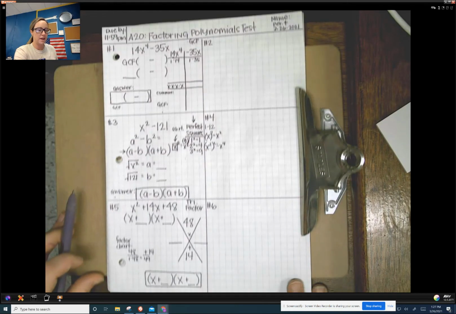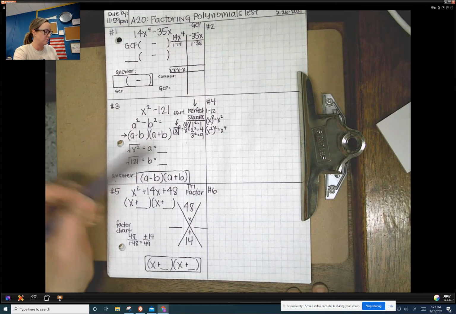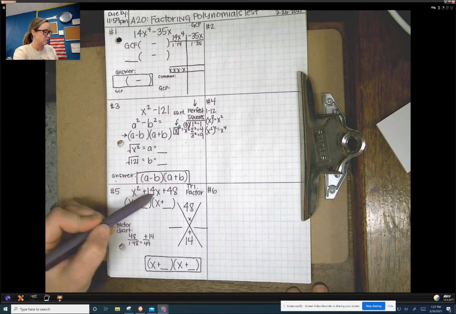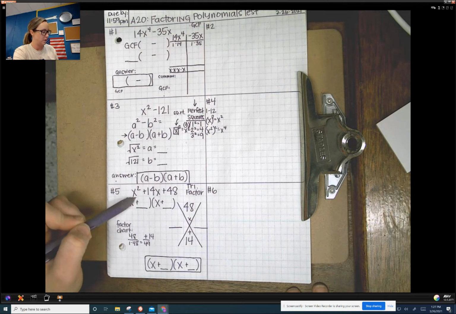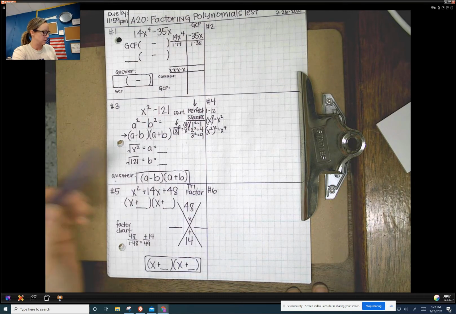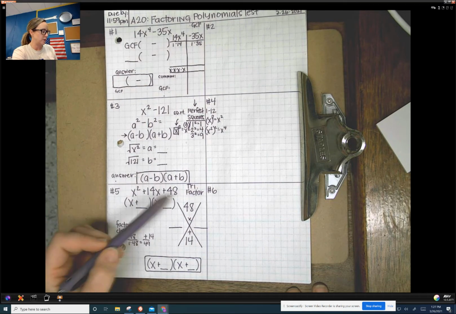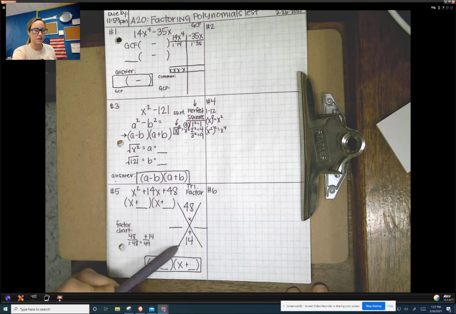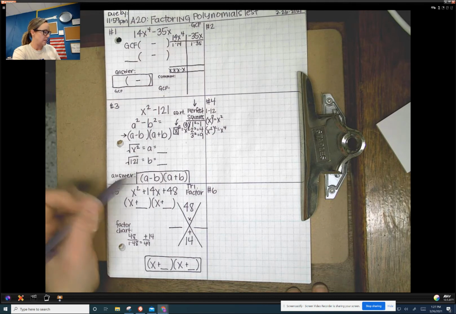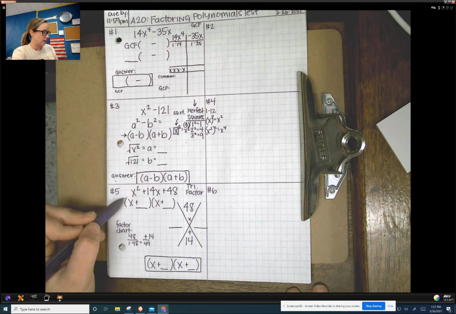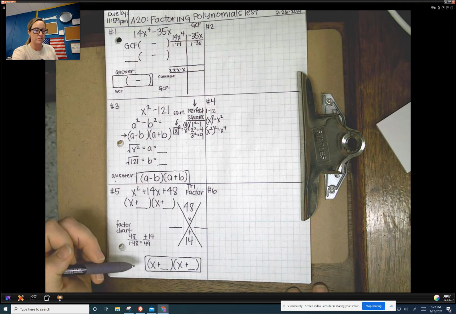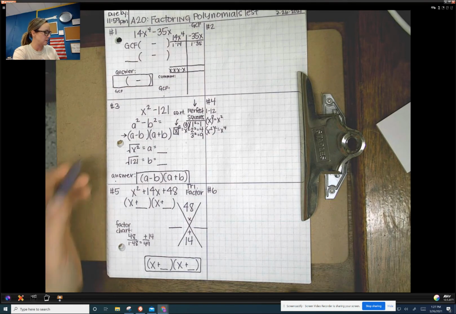And then number 5 is trinomial factoring. We know that because this is a trinomial. There are 3 terms: x squared, 14x, and 48. Those are our 3 terms, which means we are going to use our x factor to solve. I need to see that you know that our answer is going to be 2 binomials when we factor a trinomial 99.9% of the time.